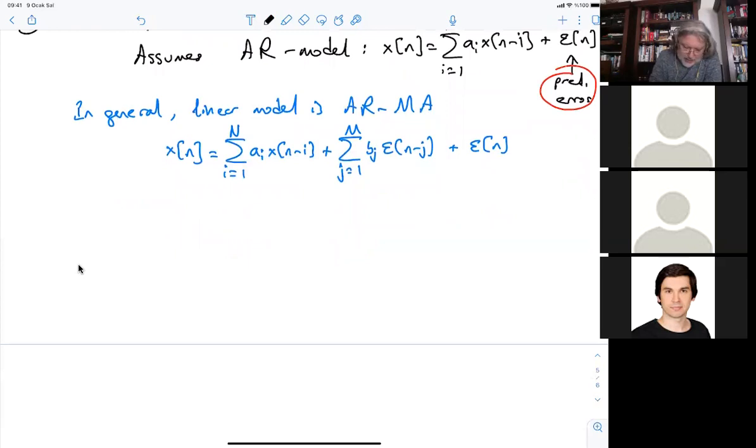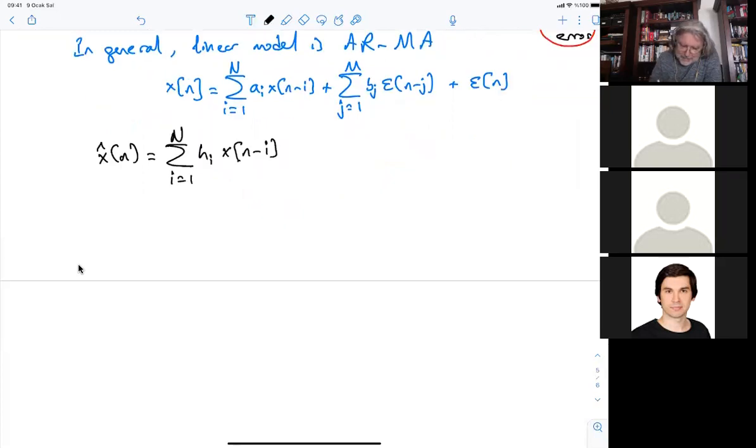So in linear prediction, x hat of n is quite simply the sum over i from 1 to n of h_i x[n minus i]. Previously, I was using a_i, but it's the same. I'm using h here because I want to emphasize that it's actually a filter. So these h_i are the filter coefficients.